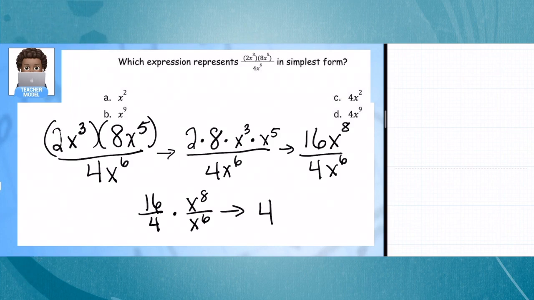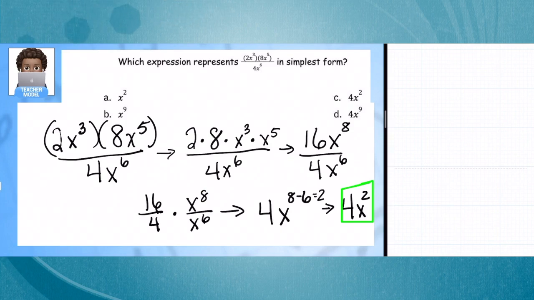And we're going to use our quotient rule. So we would have x, and we're going to do 8 minus 6, which will give us 2. So our final answer is 4x to the second power. Let's look to see which ones match this answer. And looking at the choices, definitely not the first two because they don't even have the 4 in front. So I can eliminate them immediately. And we have 4x to the second and x to the ninth. Clearly we can see our answer here.